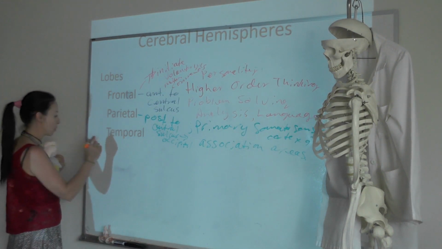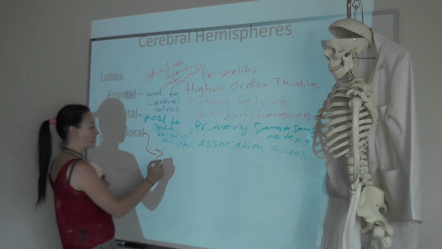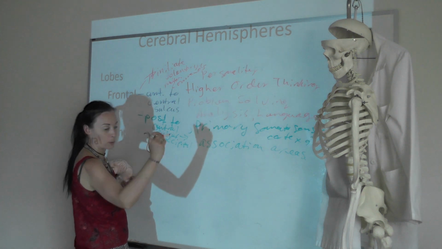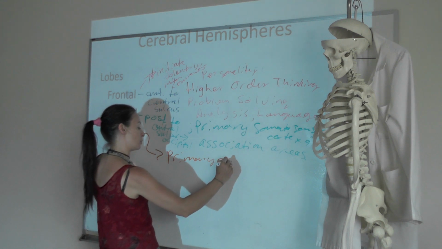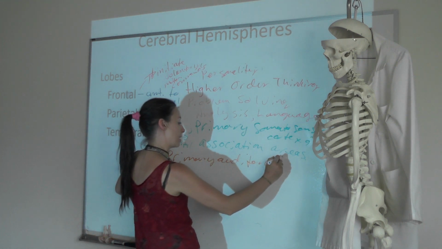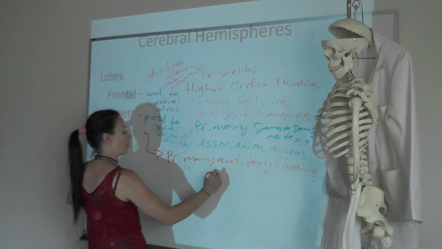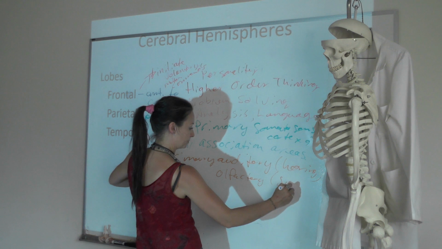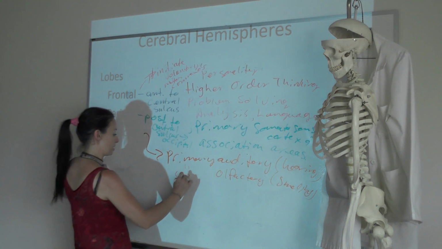So for our temporal lobes, this is the spot behind your ear. It's deep to the temporal bone. And the functions for our temporal lobes are that they have the primary auditory and olfactory cortices. So primary auditory, which is hearing, in parentheses, and primary olfactory, which is smelling, cortices are found there.